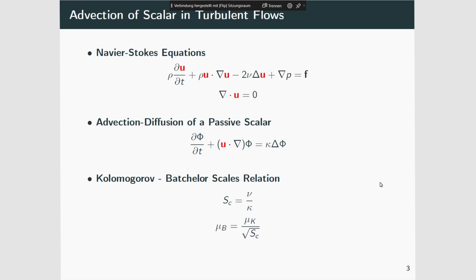We will introduce the Schmidt number, Sc, which is simply the ratio between the viscosity and the diffusivity coefficient of the passive scalar. As you can see, the higher the Schmidt number is, the less the passive scalar diffuses, and then it acts as a level set. Then the second thing we introduce is mu_B, the Batchelor scale, which is the smallest scale at which the scalar varies. It is linked with the Kolmogorov scale, mu_K, the smallest scale at which the velocity acts, by a ratio with the square root of the Schmidt coefficient.